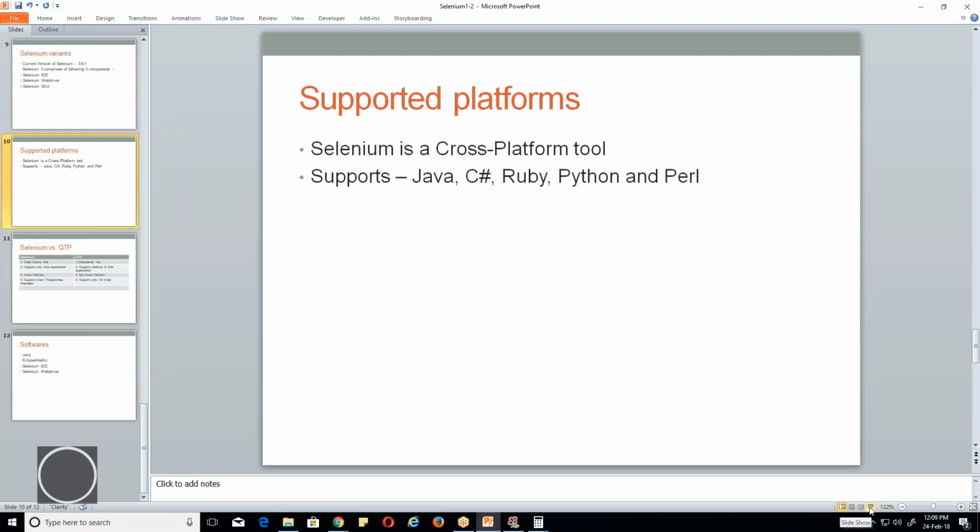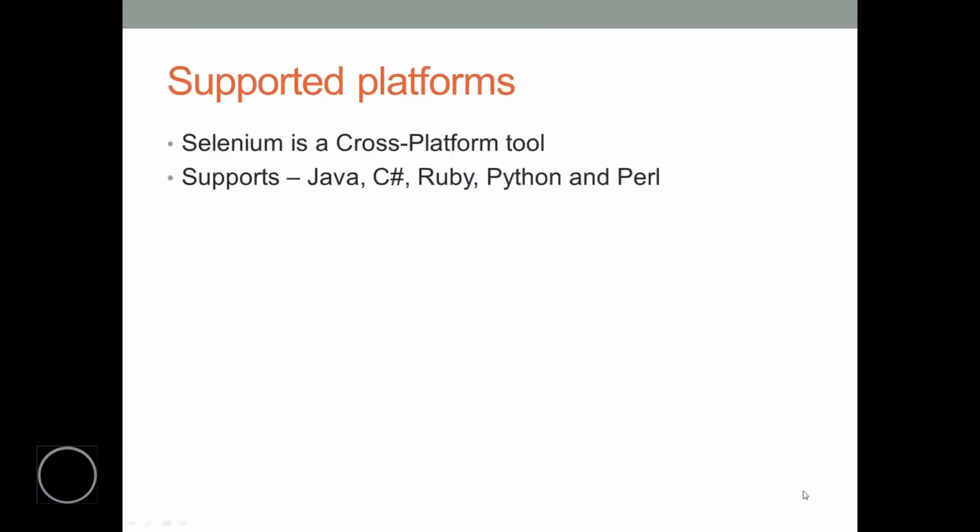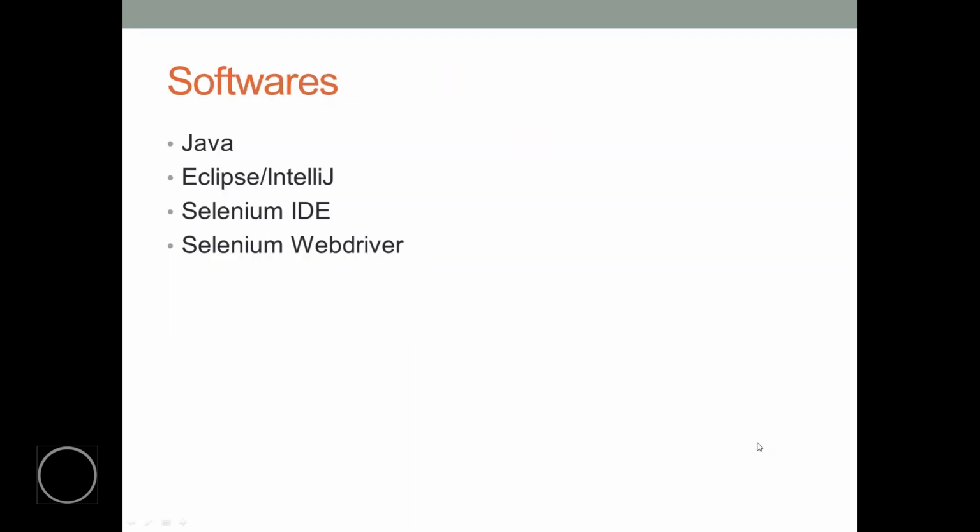Before the break, we talked about Selenium being a cross-platform tool and what languages it supports. Now we're going to talk about the software required for installation. What software do we require before we can start working with Selenium? Four softwares are required. The first thing is Java, which we will be installing. The second is Eclipse or IntelliJ. Now, what is this Eclipse or IntelliJ? We'll first talk about these two softwares.